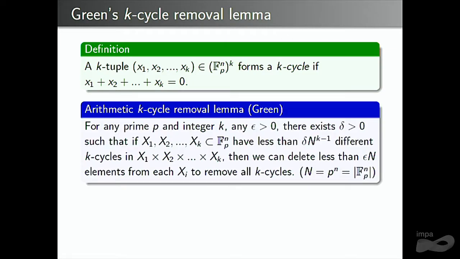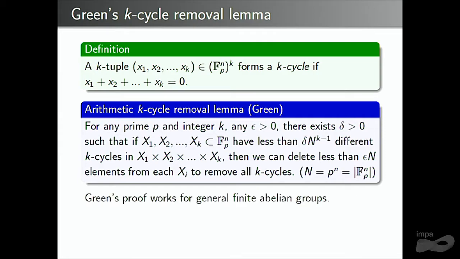And then Green proved an arithmetic k-cycle removal lemma, which says basically the same idea. If you have a small number of k-cycles, then you can remove a small number of elements to get rid of all k-cycles. And the precise formulation, so here you could have n to the k minus 1 different k-cycles total. So by small, we mean less than delta n to the k minus 1 for some delta. And then by removing a small number of elements, we mean less than epsilon n, where here big N is the total number of points in F_p to the n.